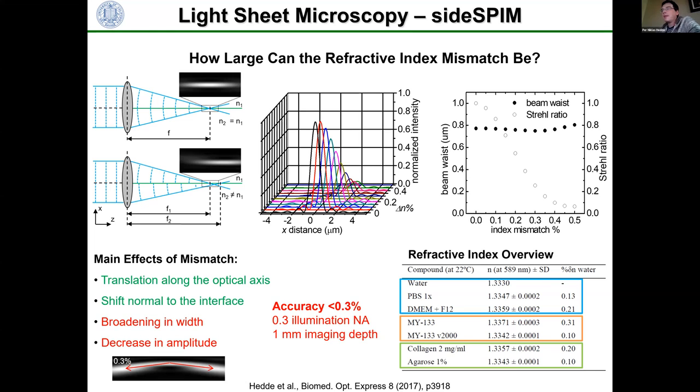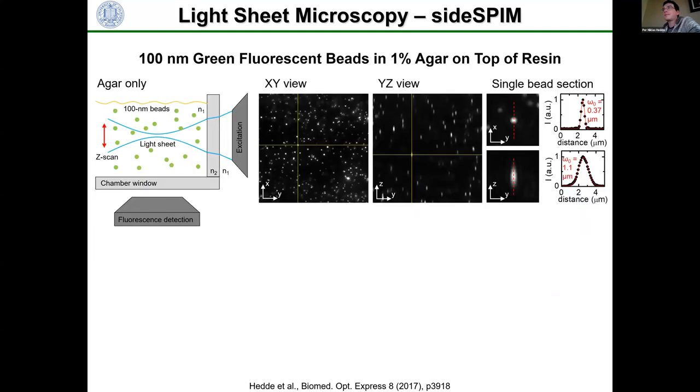But then there are also some polymers, so they come in liquid form. You can pour them and then you UV cure them to polymerize, and you can also get some that have a refractive index that is pretty close to water.